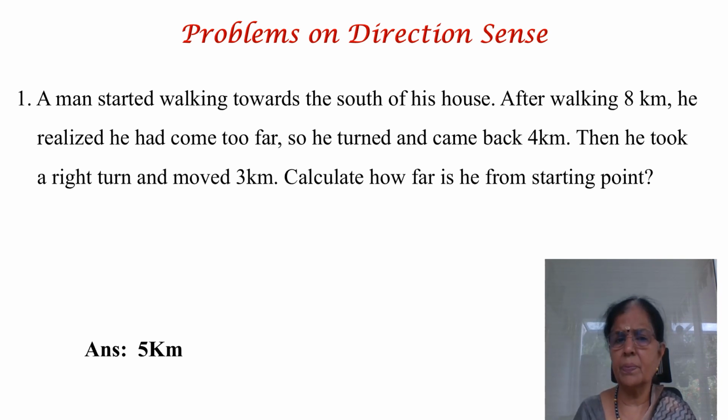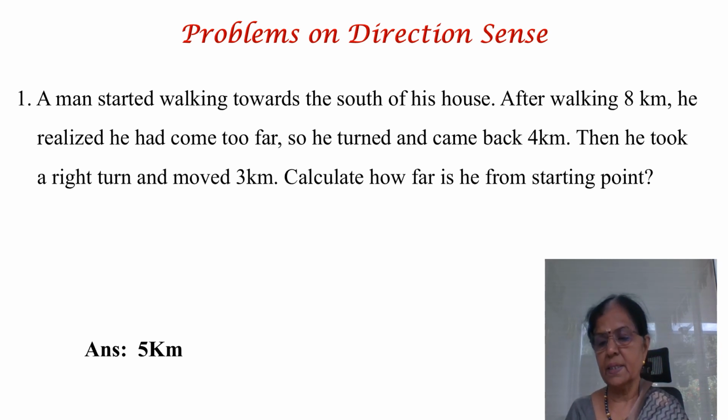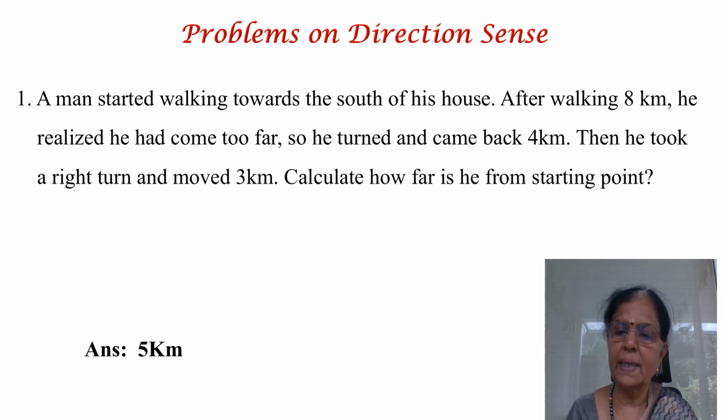So read the problem carefully and draw the directions. Now you know how to draw the directions, all the four main directions and also the subsidiary directions. Draw it correctly and you will get the answer. Now first read the first sentence. A man started walking towards the south of his house. So south is always bottom. So towards south means he is walking towards the bottom.